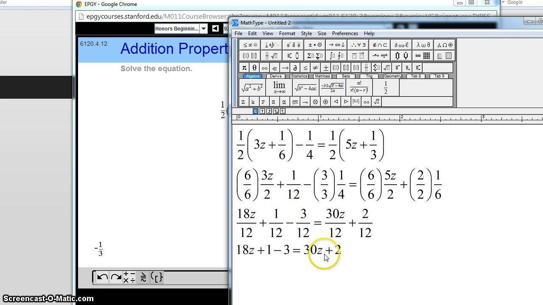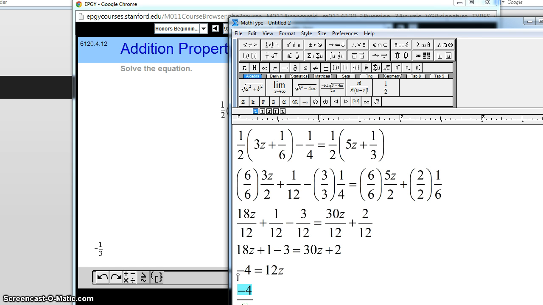We could move all these non-z terms to the left-hand side and move the z terms to the right-hand side. So why don't we subtract 18z from both sides? That's 30z minus 18z. So we would be left with 12z. And then let's see, if we subtract 2, first of all, 1 minus 3 is negative 2, and then minus another 2, well, we get minus 4.